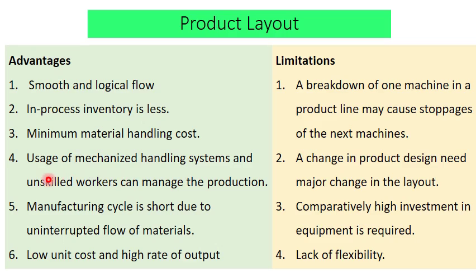so we can use a mechanized handling system. In this case, labor contact is less, so we can even use unskilled workers who can manage the production. And the manufacturing cycle is short because of the automation, because of the automatic, dedicated special machines. The manufacturing cycle is short due to uninterrupted flow of materials, and we can get a high volume of production.